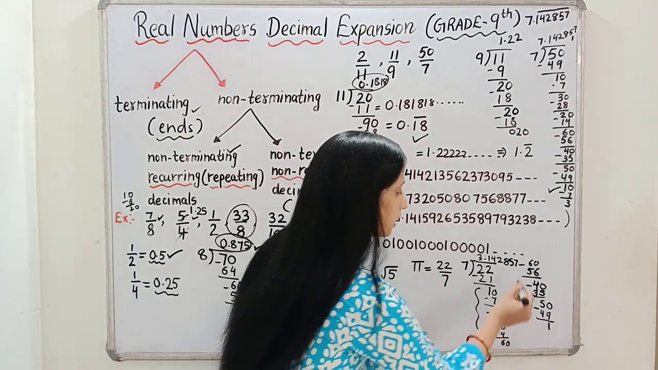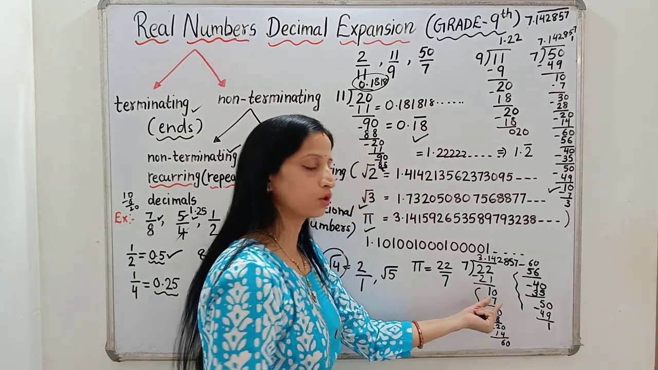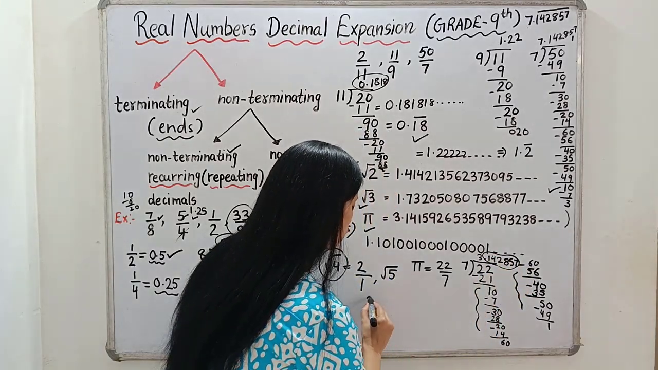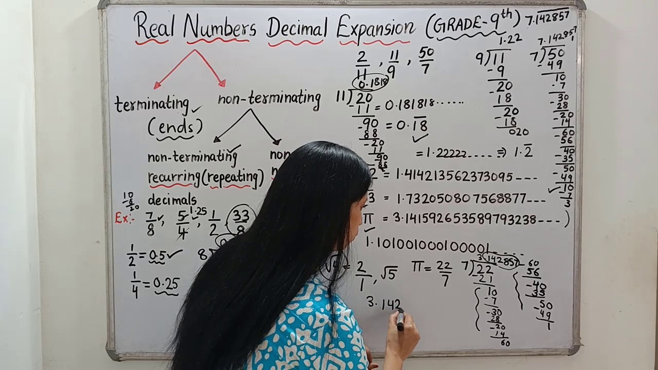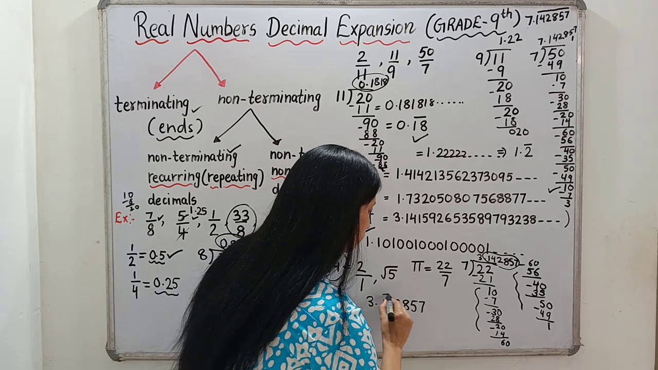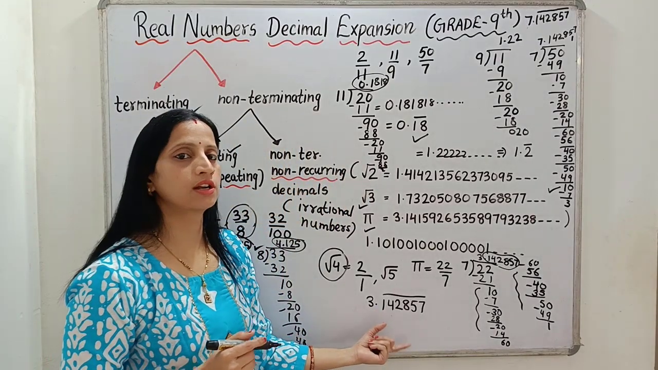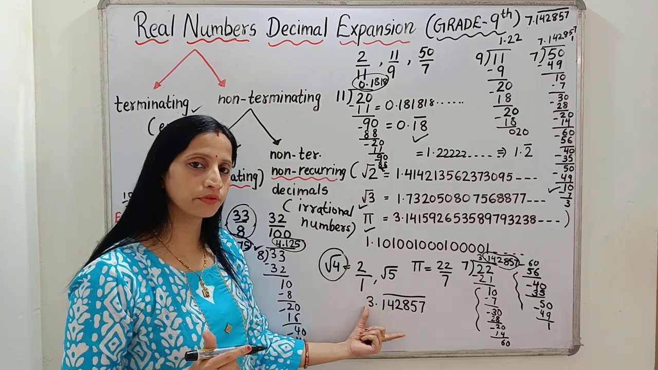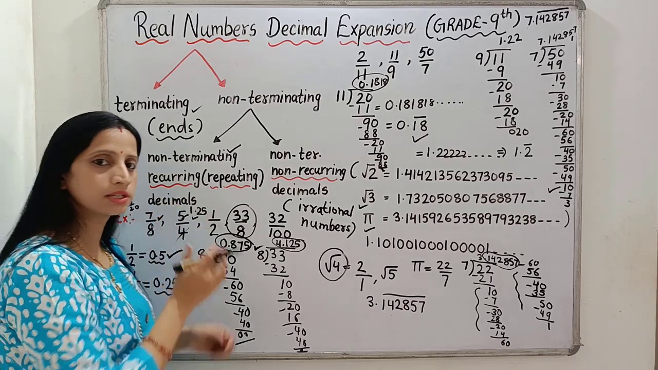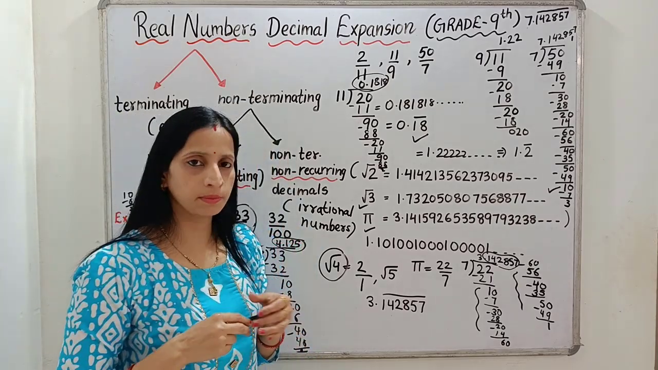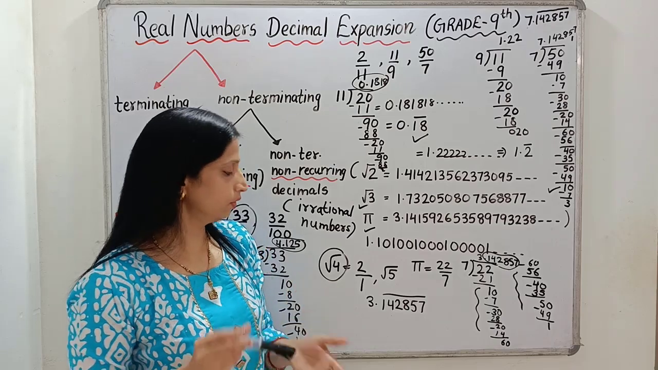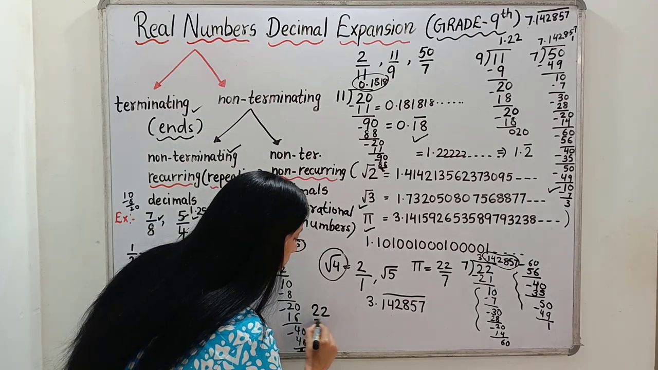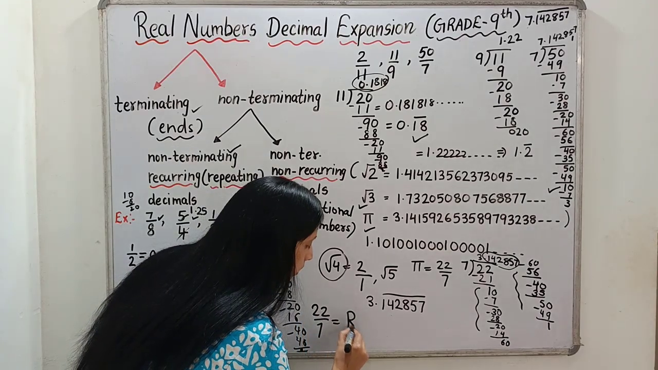Now these steps will get repeated. If we divide further, we will again get this 10, and all the digits will get repeated. So in this case, we got the quotient as 3.142857 bar. This means it is a rational number. It can be converted into the form p by q. How we convert these kinds of non-terminating repeating decimal numbers into a fraction in the form p by q, I will discuss in another video. But make this point clear that 22 by 7 is a rational number.